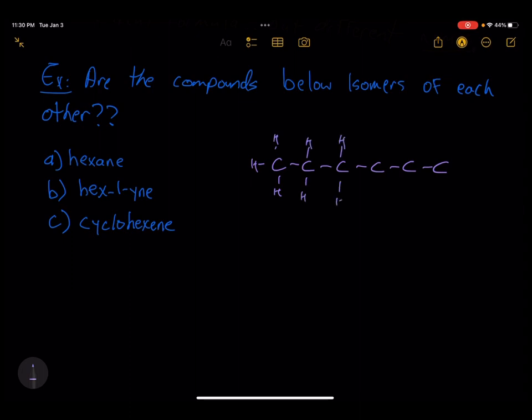I meant to write the full condensed structure here, but I guess I'll just write the H's as follows. Okay, now I'm going to write hex-1-yne, but before I do that, I'm going to write the chemical formula. So I got 6 carbons, C6. And then if I count all the hydrogens up, I have 14 hydrogens. Okay, and if you're unsure, just count them again or use the formula.